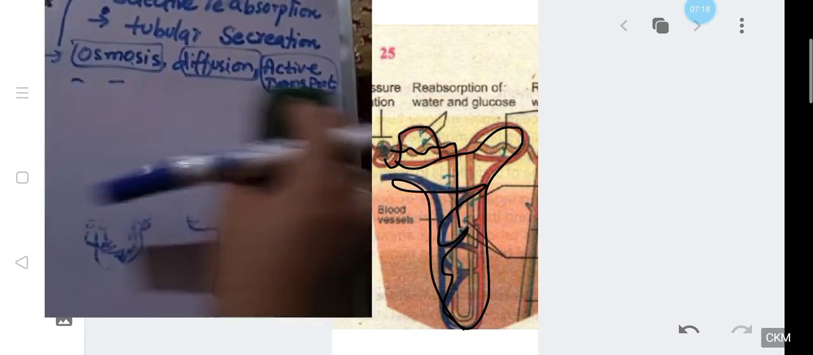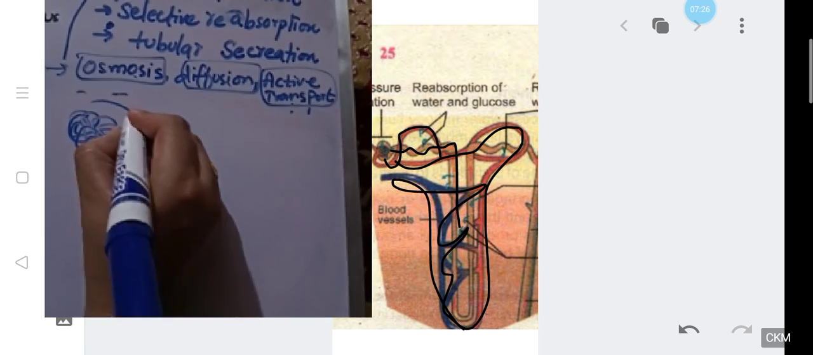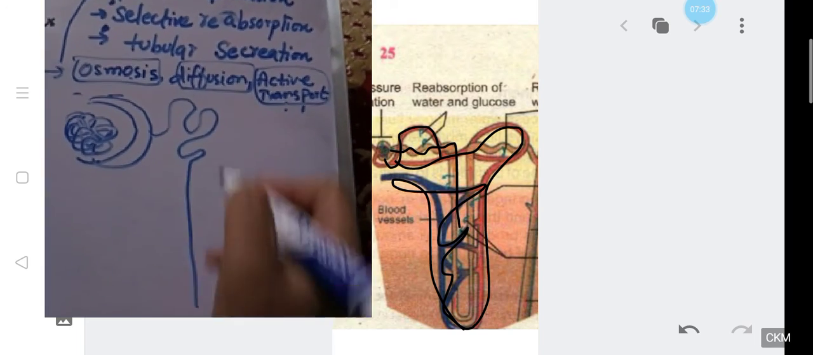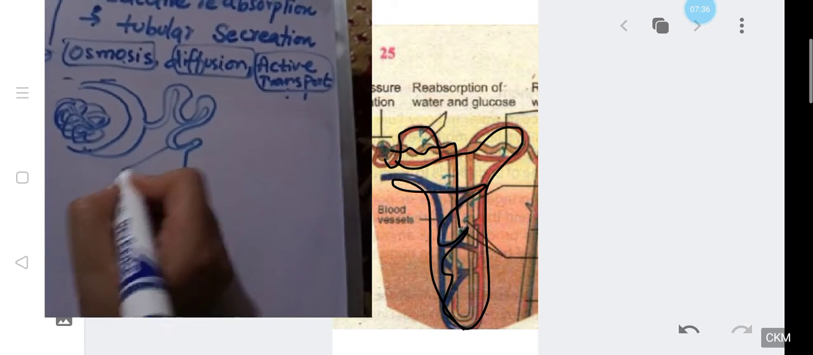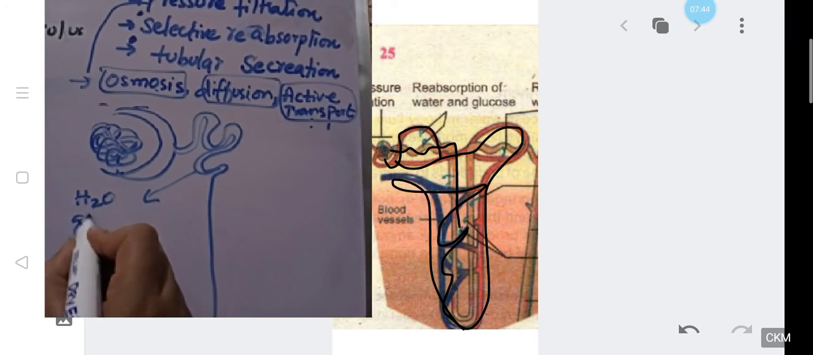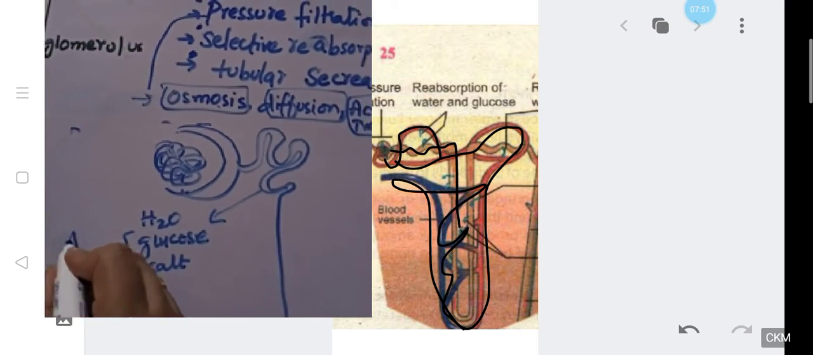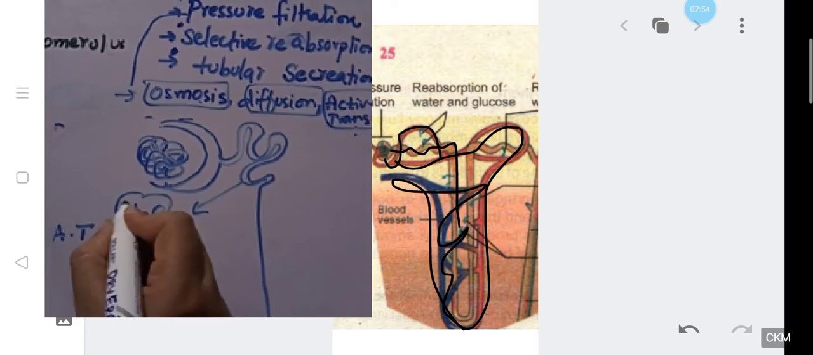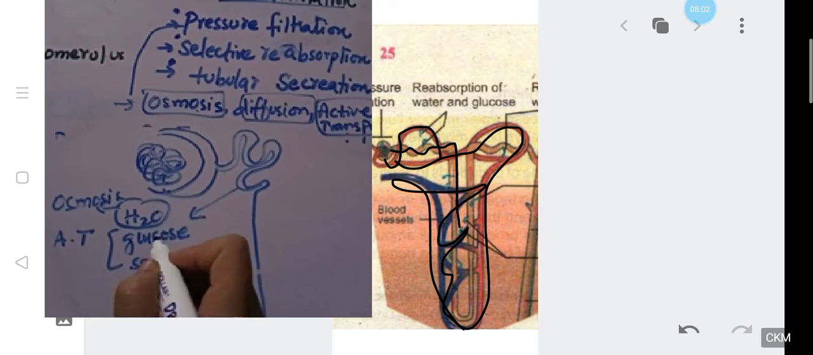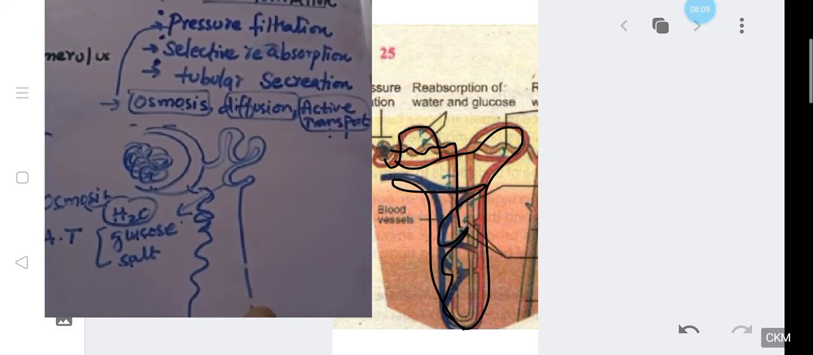Now, what will happen? Basically, when the glomerular filtrate after the glomerulus enters into the Bowman capsule, and from the Bowman capsule into the proximal convoluted tubule, in the proximal convoluted tubule some of the water will be reabsorbed back by the blood vessel, as well as most of the glucose, as well as some salt by the help of active transport. Whereas water will be reabsorbed back by the help of osmosis. So in the proximal convoluted tubule, the water, glucose and salt will be reabsorbed back by the network of the capillaries.